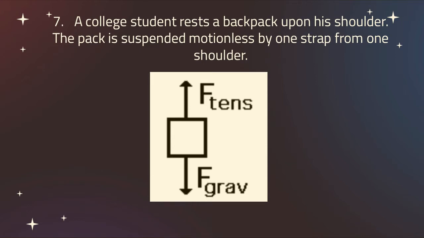In an earlier picture, we saw one where it was supported by 2 ropes, and we had 2 smaller F tensions. So just keep in mind that each vector or each rope, sling, chain, string, or wire will require its own separate F tension vector.